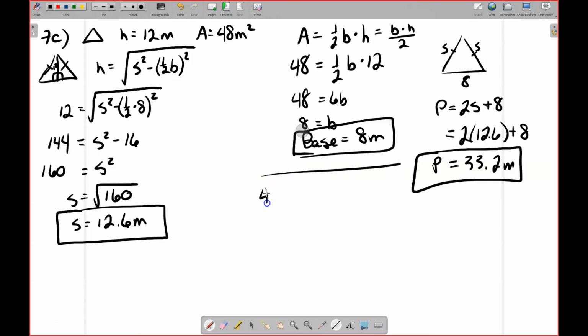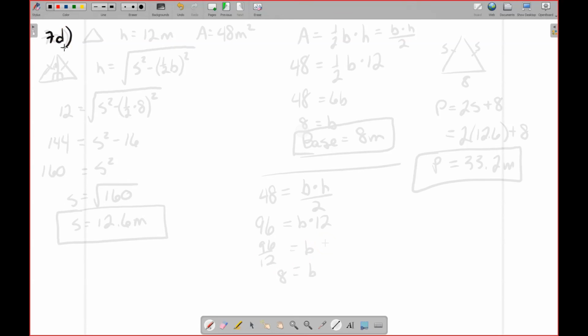So if you're using 48 is equal to base times height divided by 2, you can multiply both sides by 2, because you want to get rid of that denominator. You end up with 96 is equal to base times the height, which is 12. So then you're doing 96 divided by 12, which will still end up in the same place.